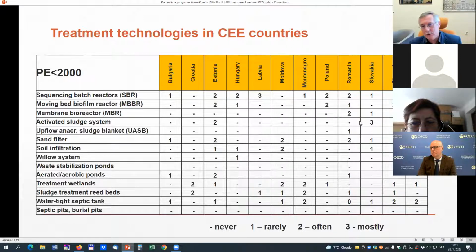In comparison, in Romania, for example, or Slovenia, there are many types of systems, technology systems. It's really all types of systems that are used for wastewater treatment plants in small settlements.